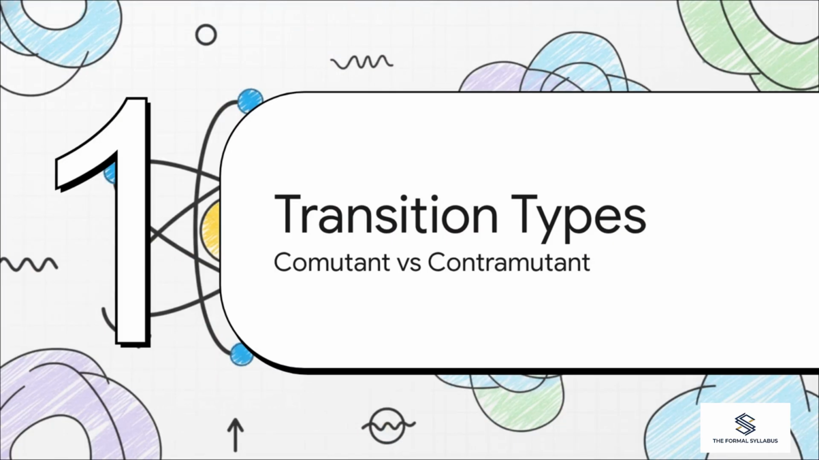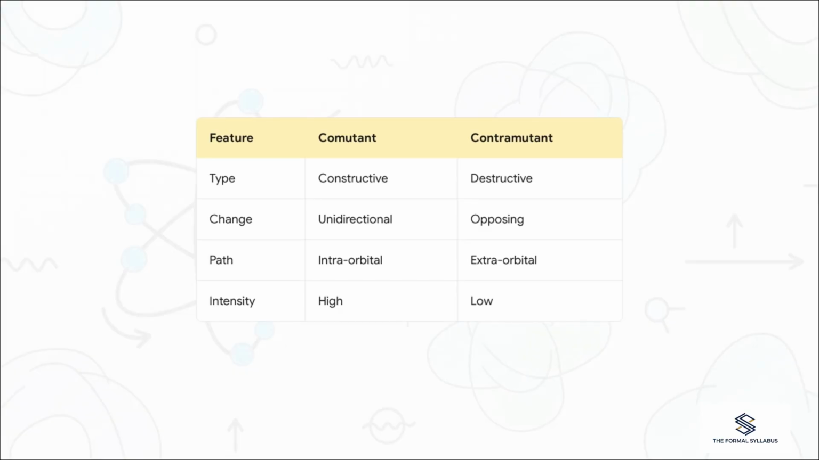Section 4. Commutant and contramutant transitions. So, the crucial point is how the electron actually moves. We have two main categories here. First, commutant transitions. These happen when quantum numbers change in the same direction. Geometrically, it's a constructive, neat inward spiral that stays entirely within the initial orbit, and boom, it results in high-intensity bright light. But then you have contramutant transitions, which are destructive.